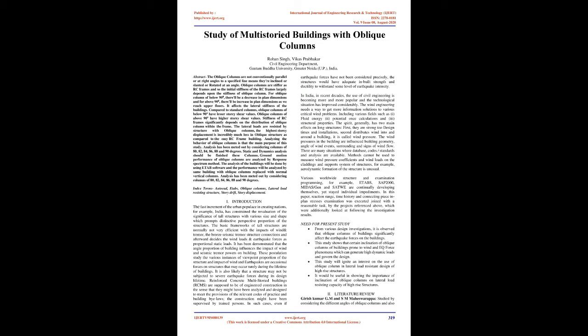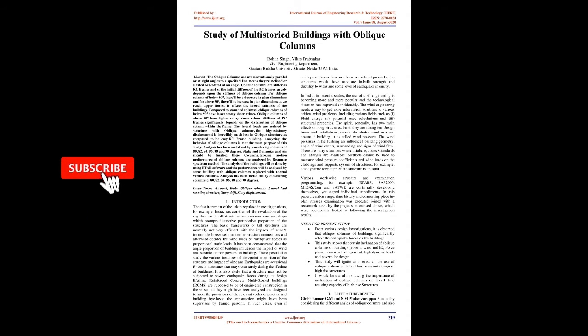Stiffness of the RC frame significantly depends on the distribution of oblique columns within the frame. The lateral loads are resisted by structures with oblique columns. The highest storey displacement is much less in the oblique structure as compared to the simple RC frame building. Analyzing the behavior of oblique columns is the main purpose of this study.